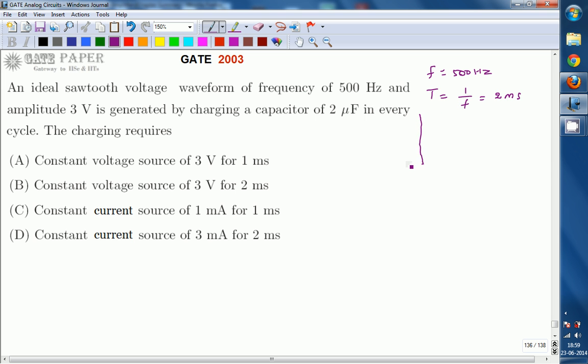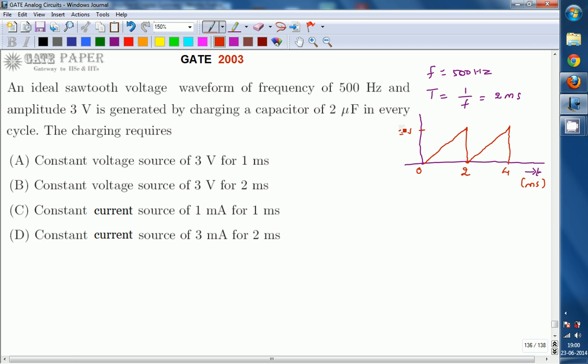The output waveform we can draw like this. This is t, and the output waveform can be written in this way. So the sawtooth waveform is generated. An ideal sawtooth waveform will have 0 retrace time, so it is going to instantaneously return to 0. So this is 0 and it is 2 milliseconds. This is 4 milliseconds. Time will be in milliseconds, and the maximum voltage it is reaching is 3 volts. This is the output waveform, an ideal sawtooth voltage waveform, generated across a capacitor.